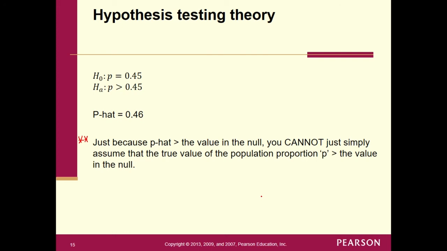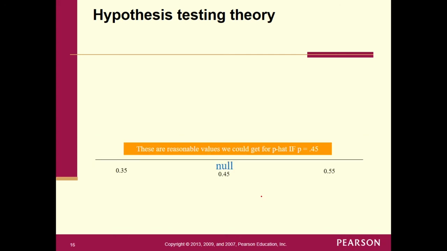Because you have to understand that p hat can vary from sample to sample, and you've got to take into consideration normal sampling error, sampling variation. You've got to take that into consideration. So hopefully my demonstration will show you this.